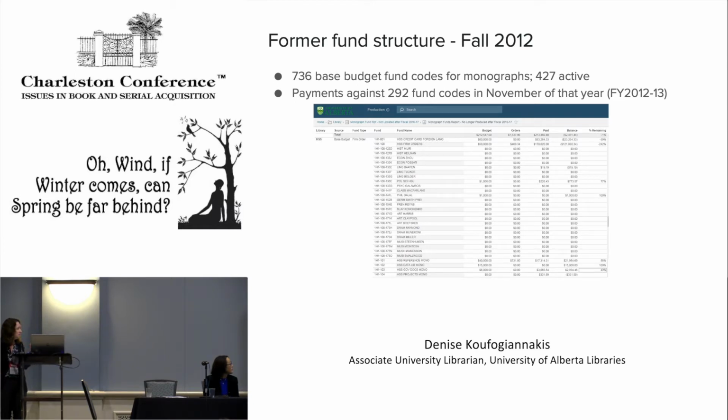In total, in 2012, we had 736. We're talking about the base fund codes, base budget, no endowments included here, or anything like that. So it was huge. Not all of these were actually active, but they were still hanging around just in case. There were 427 active codes, and only at the time that we started to change anyway, payments against 292 of those codes in that year. So, which is still a lot.